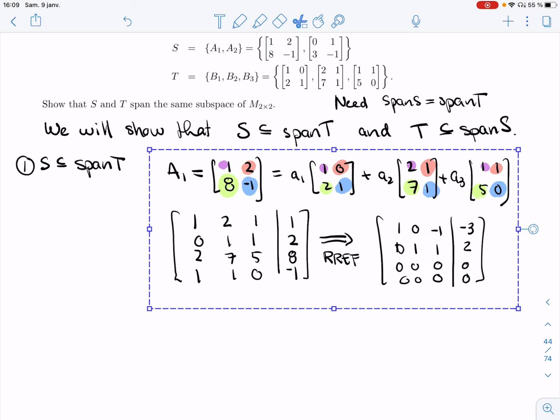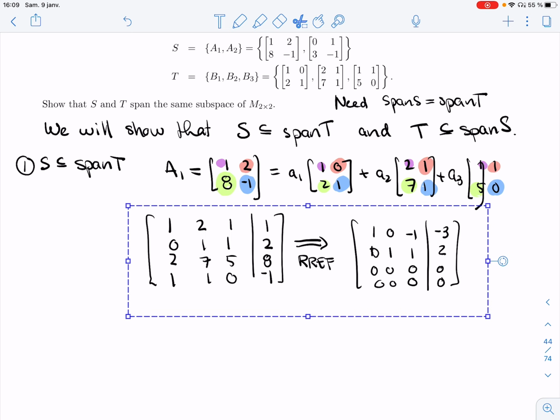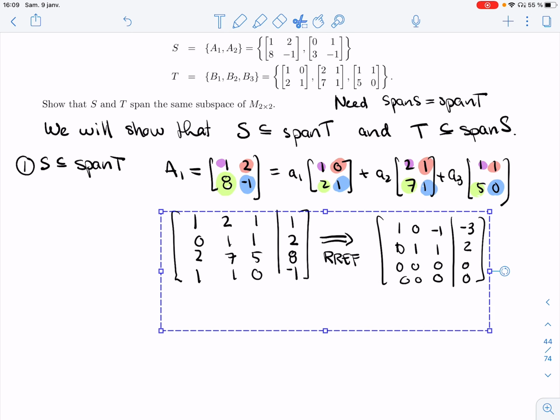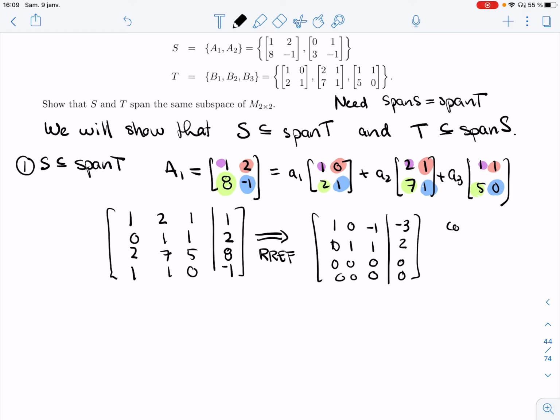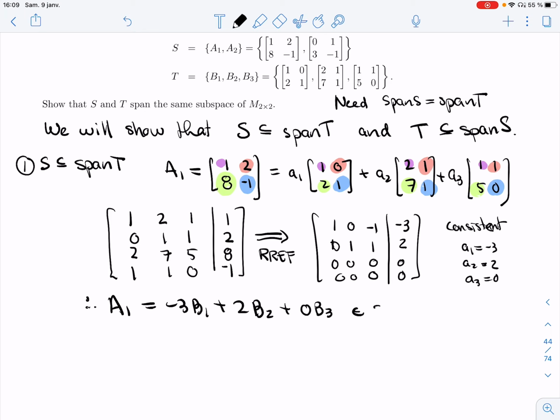So let me put that slightly to the left. So here, this is consistent. I'm going to take a1 to be minus 3, a2 equals 2, and a3 is going to be 0. So any solution works. This is one of them. All right, so I'm getting that A1 is minus 3B1 plus 2B2 plus 0B3. So it is in span of T.